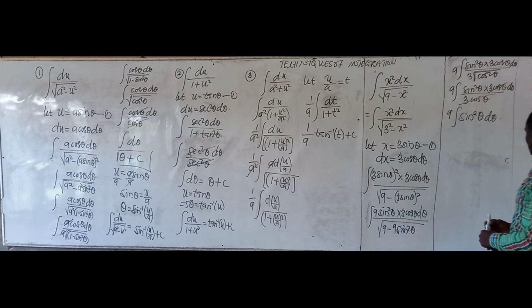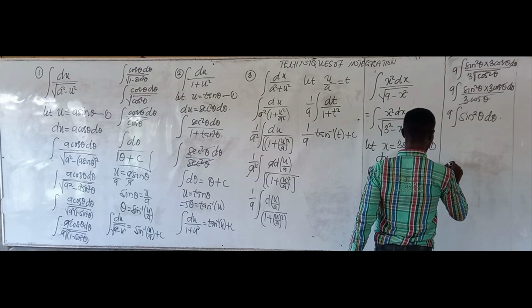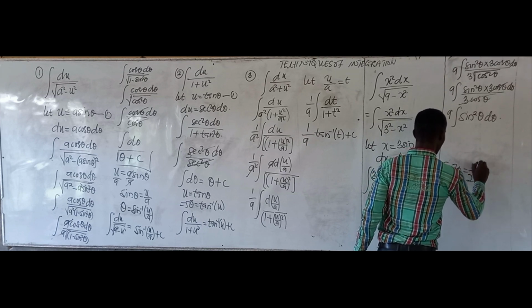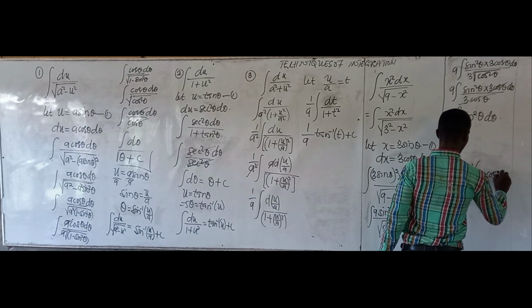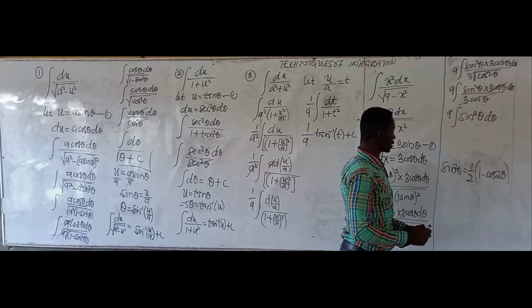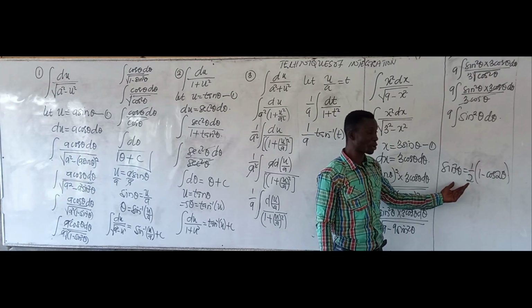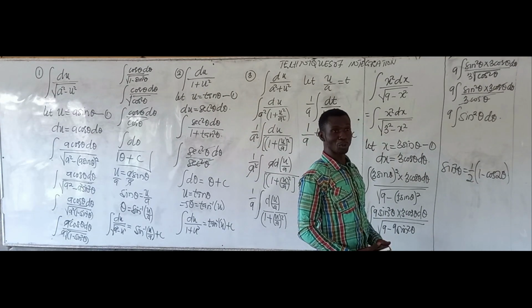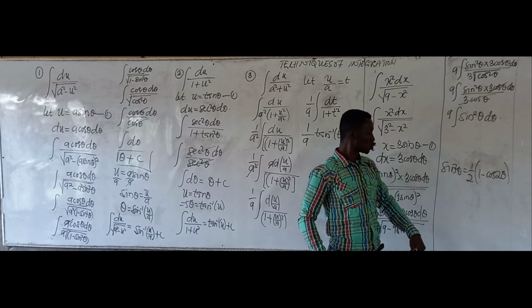Now sine squared theta is not easy to integrate as it is, so it can be expressed as sine squared theta equals one half times 1 minus cos 2 theta. That is a trigonometric identity.